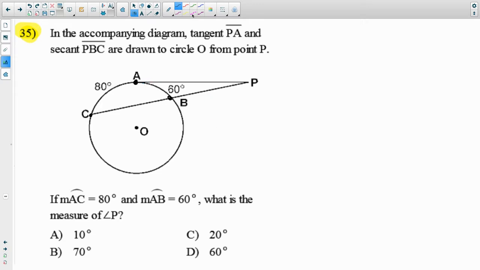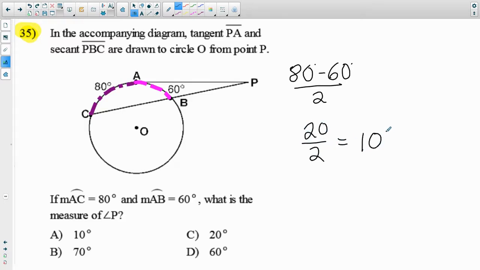However, if you draw that arc right there, arc AB, that's what we're going to refer to as our minor arc here. And our major arc is going to be an arc that's still inside the circle, but on the opposite side, the far part of the circle. So quite simply here, we're going to take our larger major arc of 80 degrees. We're going to subtract it by 60 degrees and divide by 2. It's almost like the intersecting chord theorem where you add them and divide by 2, but now we're going to subtract them and divide by 2. 80 minus 60 is 20 divided by 2, and that's going to be equal to 10 degrees.